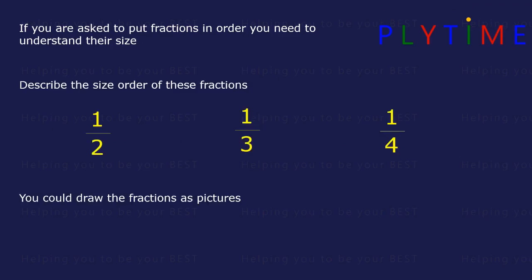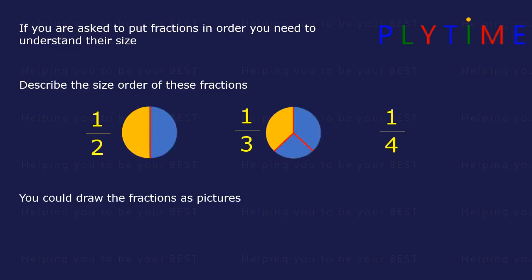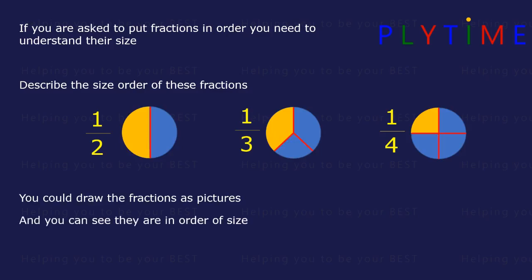We could draw the fractions as pictures: 1/2, 1/3 and 1/4. We can see a half is bigger than a third, which is bigger than a quarter. They're in order of size, from biggest to smallest. We could compare them without drawing pictures.